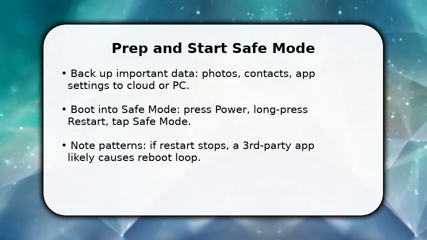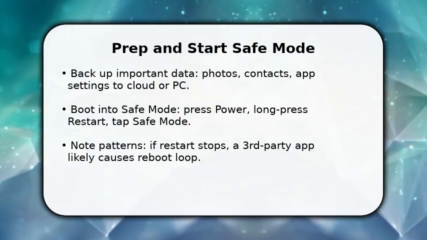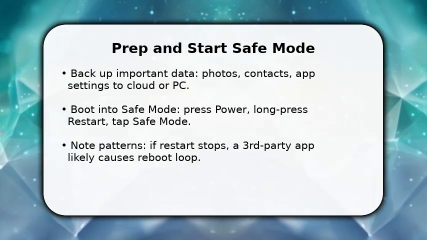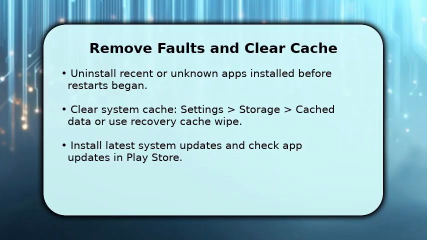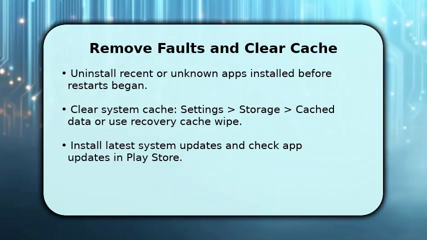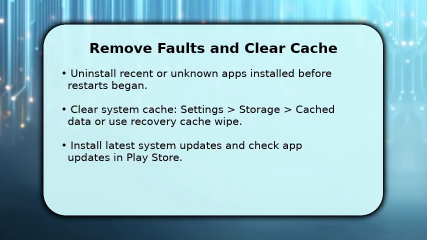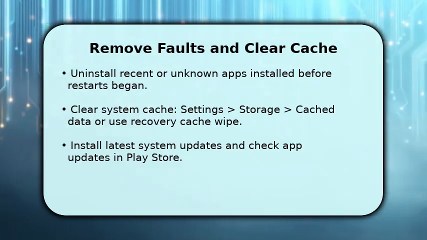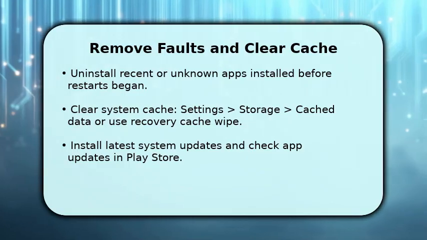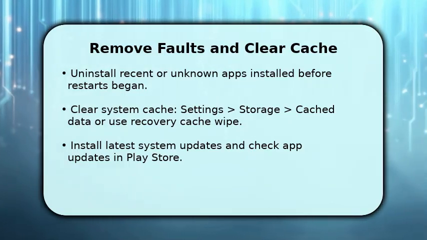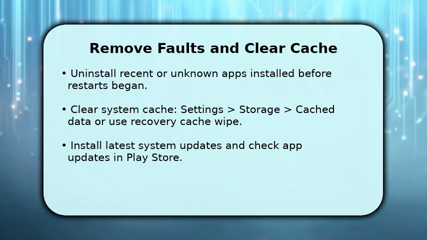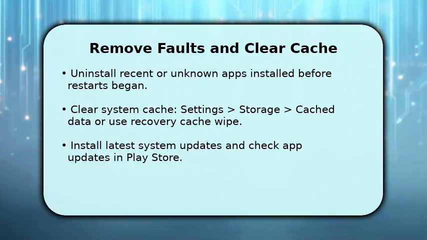Now focus on middle-step remediation by removing likely software faults. You should uninstall recent or suspicious apps one at a time, then reboot to test. This identifies the offending app. Next, clear the system cache partition through settings or recovery mode to remove corrupted temporary files that can trigger reboots. Make sure to install any pending system updates and update apps from the Play Store. Updates often include stability fixes. Finish by restoring core software integrity or seeking hardware help.